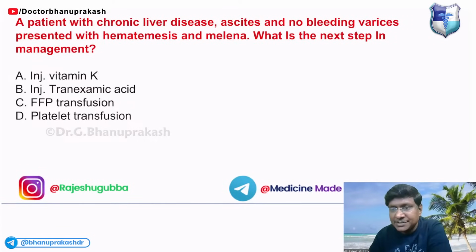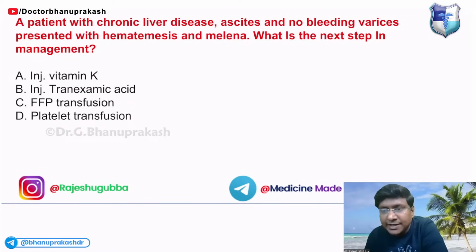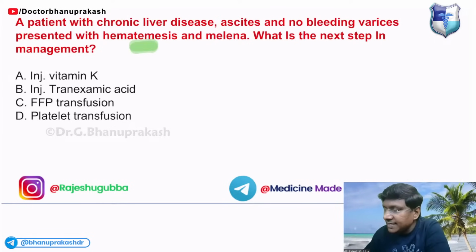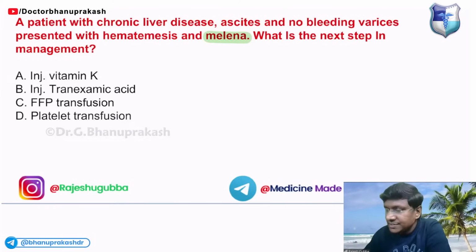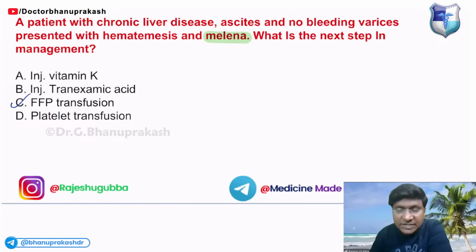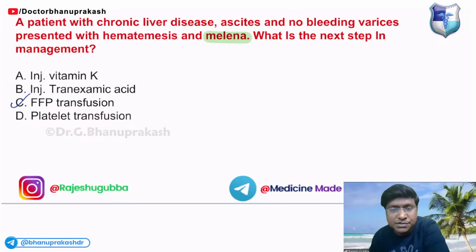A patient with chronic liver disease, ascites, and no bleeding varices presented with hematemesis as well as melena. What is the next step in management? Give injection vitamin K, give injection tranexamic acid, fresh frozen plasma transfusion, platelet transfusion. What do you want to do for this patient, guys? Very good. In this individual, you need to give fresh frozen plasma.